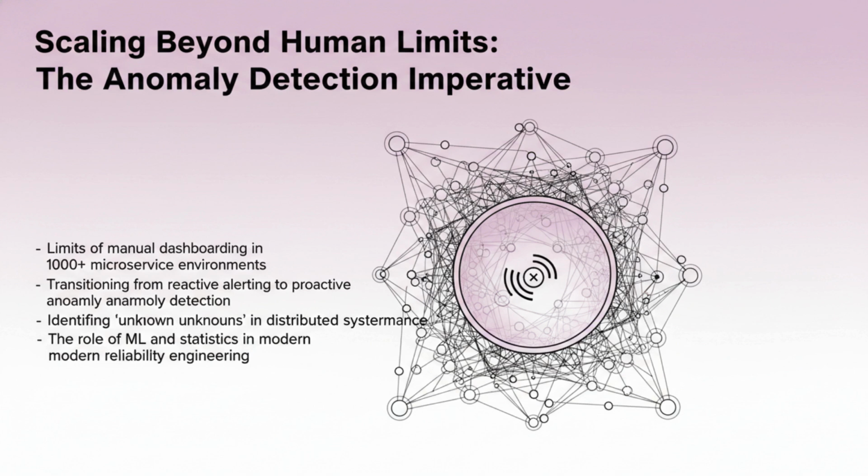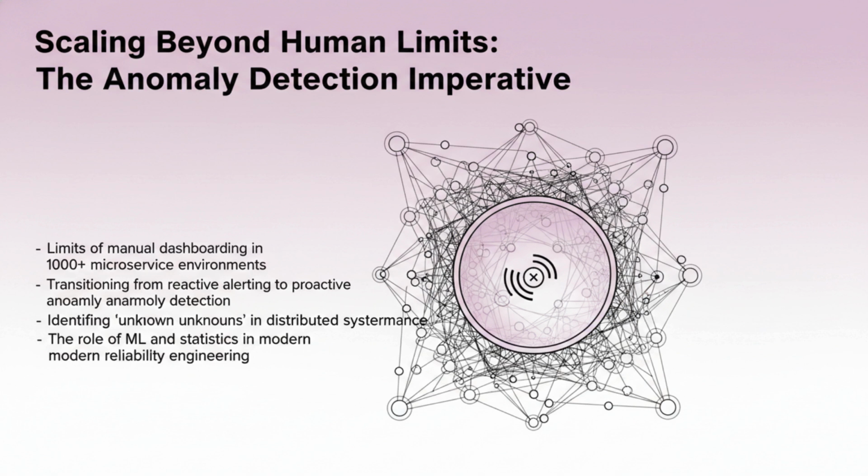In the modern landscape of distributed systems, manual monitoring has become a liability. As senior architects, we deal with thousands of microservices, where traditional dashboarding fails to capture the subtle nuances of system degradation. We are no longer just looking for a server being down, we are looking for the unknown unknowns that erode our reliability. Automated anomaly detection shifts our stance from reactive firefighting to proactive management.